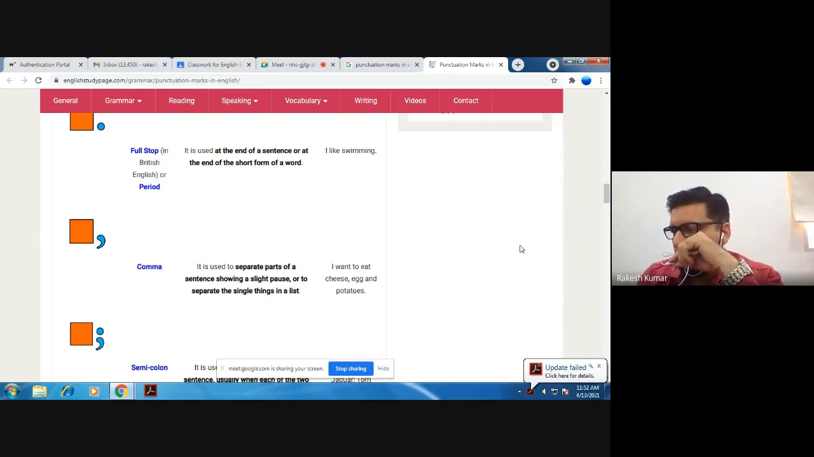The next one is comma. There are two usages. One is to put a pause, meaning there is a complete long sentence and you want to take a halt in between. You want to give a little, small pause, so you can apply a comma there. The other is to separate single things in a list. For example: I want to eat cheese, egg and potatoes. So here we can understand how we have used the comma.